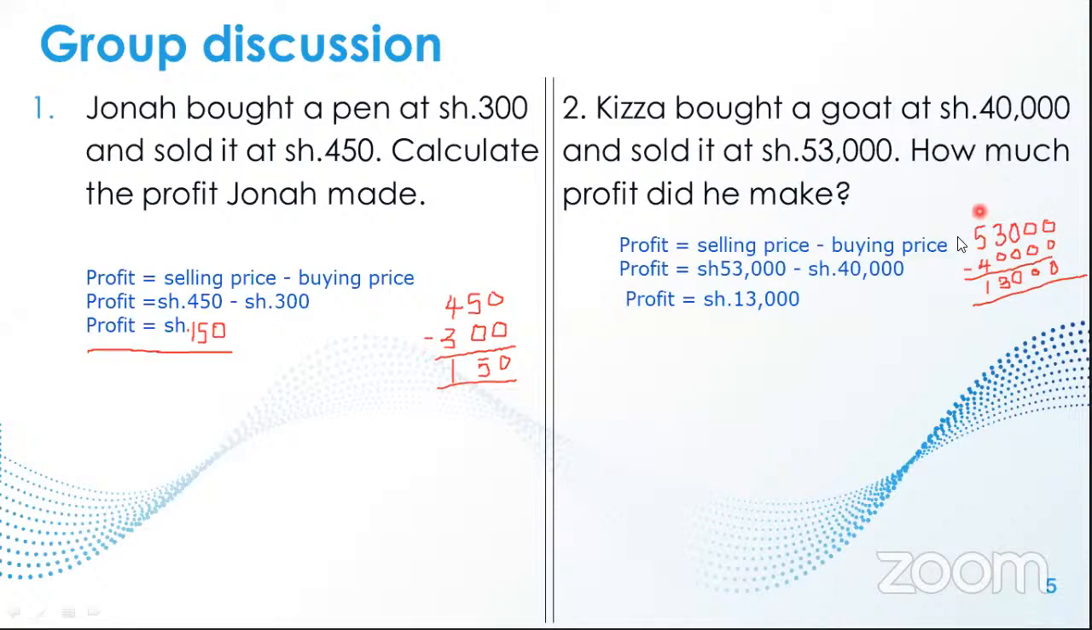Again, you come to the side work and arrange your figures according to place value. 0 minus 0, you get 0. 0 minus 0, you get 0. 0 minus 0, you get 0. Finally, 3 minus 0, which is 3. Then 5 minus 4, which is 1. So you get your profit as 13,000 shillings.